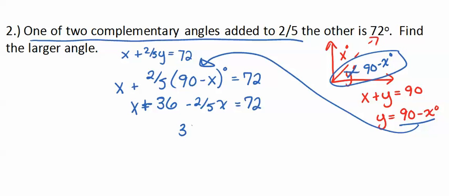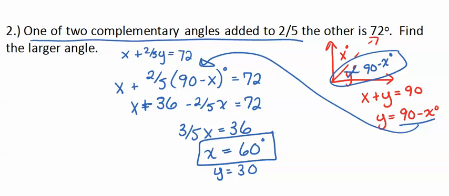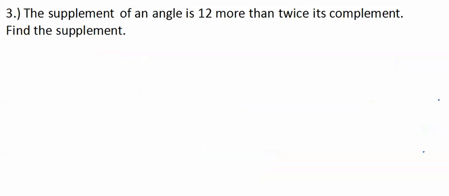Combine like terms. Bring the 36 to the other side. Multiply by the reciprocal and get X equals 60. If X equals 60, Y would have to be 30 in order to be the complement. It's asking us to find the larger angle, therefore the larger angle would be 60 degrees.